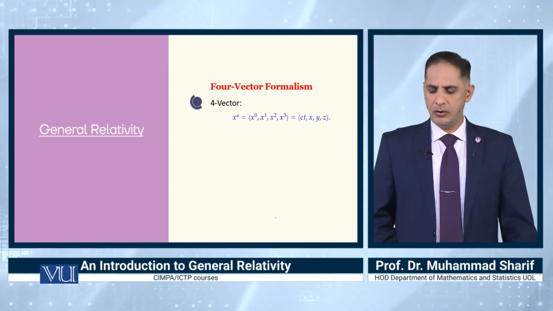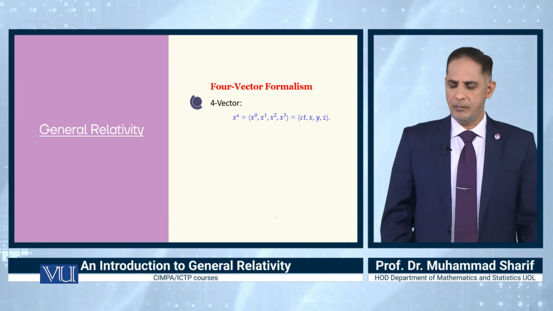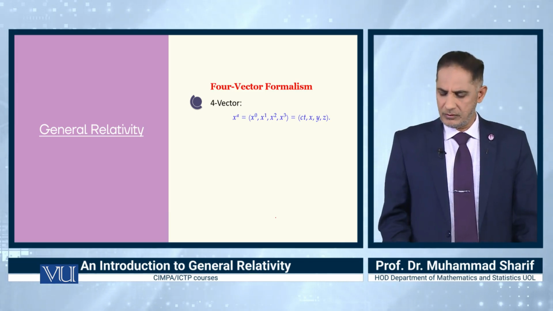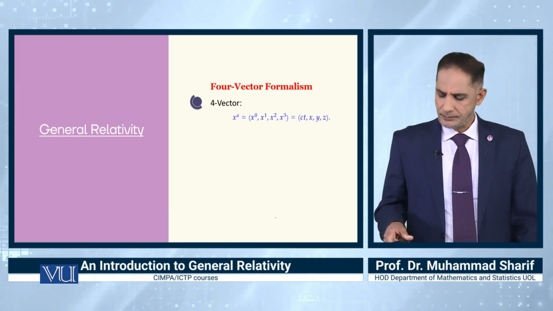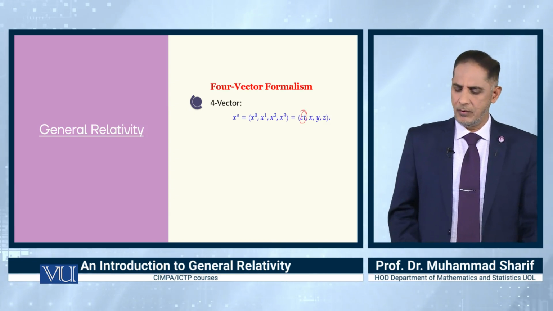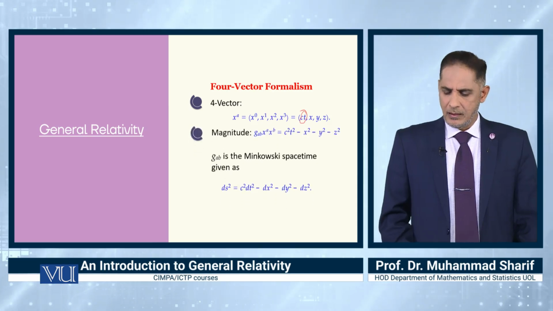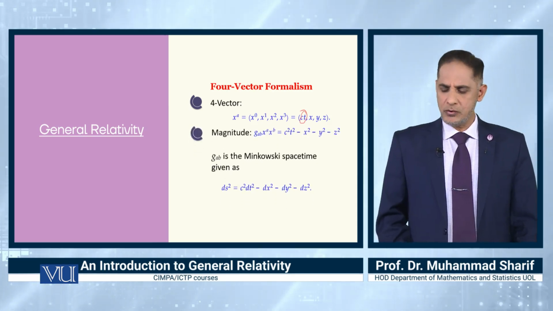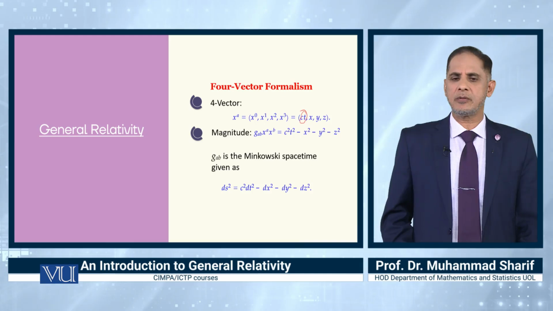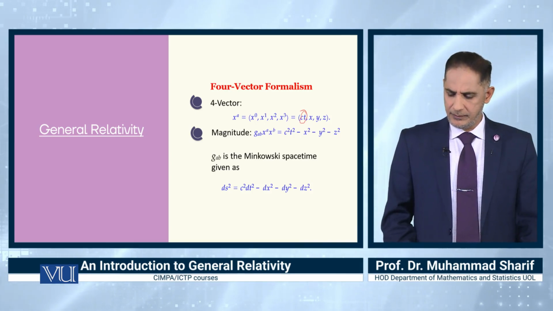Here you can see x0, x1, x2, x3, where x0 is the time coordinate, but for the sake of dimensions of distance, we multiply it by c. So, this is ct. As you can see here, it gives the distance dimensions, while x1, x2, x3 are the coordinates x, y, z. Obviously, we can discuss its magnitude, like the magnitude of the position vector is the square root of x squared plus y squared plus z squared. Similarly, we can have the magnitude of the 4-vector.